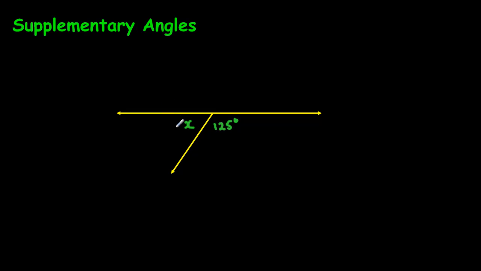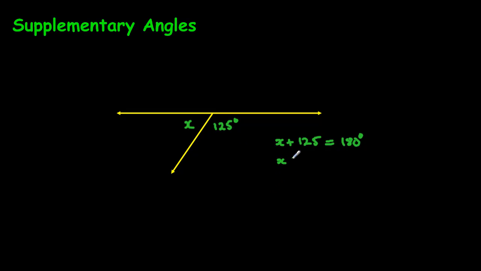Finding missing angles really depends on knowing angle facts. For example, we know that x and 125 are supplementary angles. That's a straight line, so we can find x. We'll write it out like this first of all. This is the fact that we know. We know that 125 plus x equals 180 degrees, and the reason we know that is because it's a straight line.